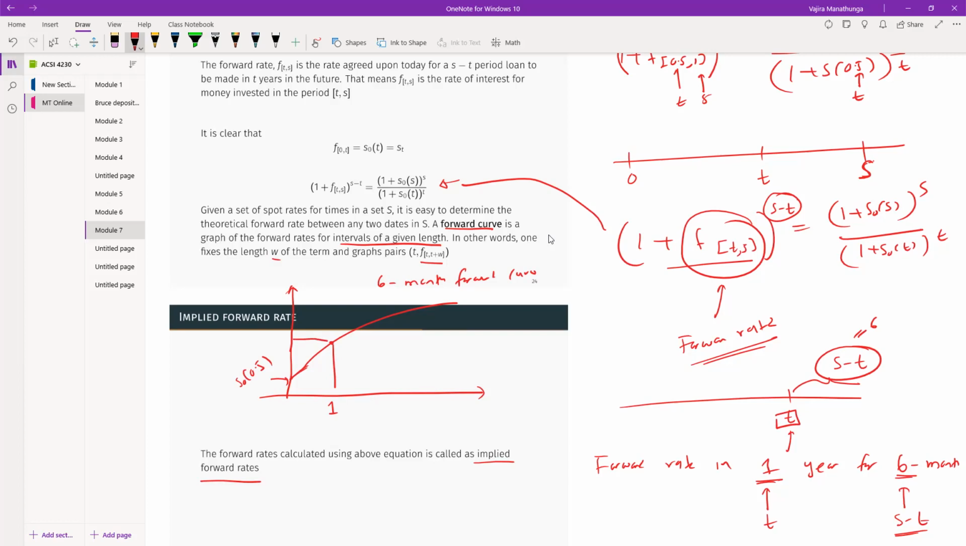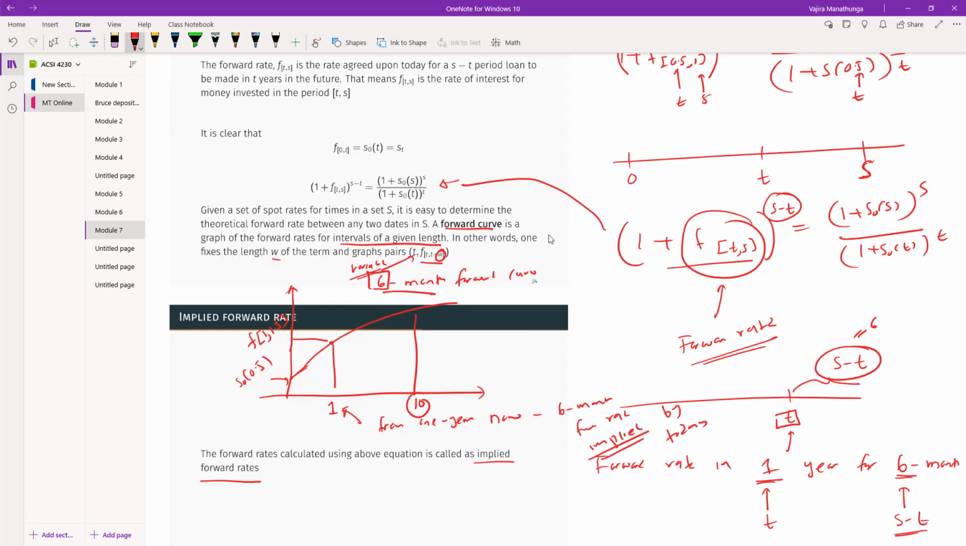So what does this mean? Let's say this is F 1.5. This is basically, from 1 year now, the 6 month forward rate, implied by today's spot rate. You need to remember that. Then you can have something like this, 10. So what does that mean? From 10 years now, what is the 6 month forward rate? Because you fix 6 months, you fix the S minus T, or the width, then you are changing T. So T is the variable.